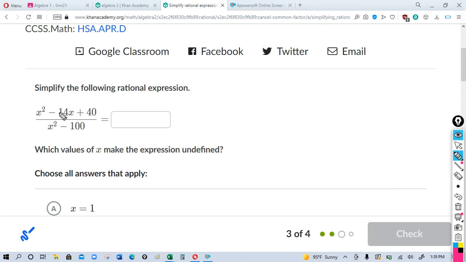So, in the numerator, we can factor that right away. We want two numbers that multiply to 40 and add to negative 14. Okay, 10 and 4 would be positive 14. But negative 10 and negative 4 would be negative 14. That's what we want. So we're going to rewrite the numerator with this. X minus 10 and x minus 4.